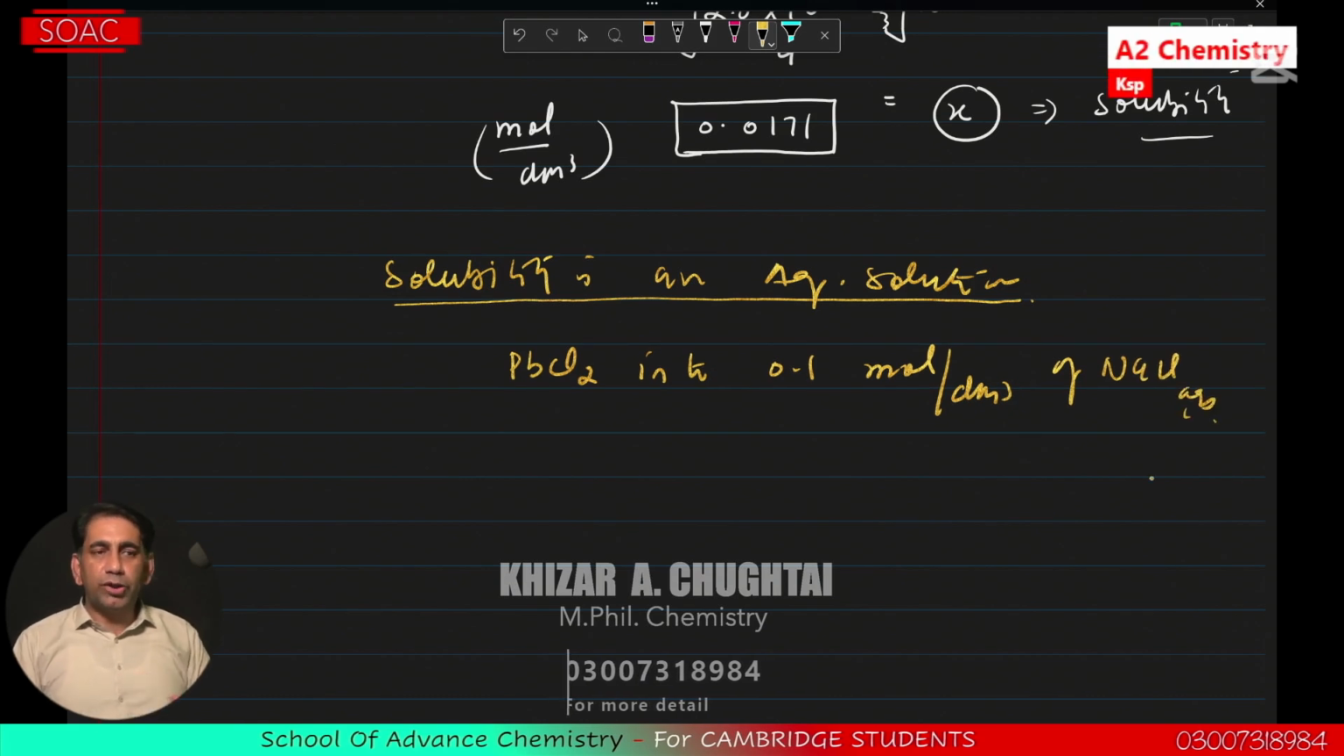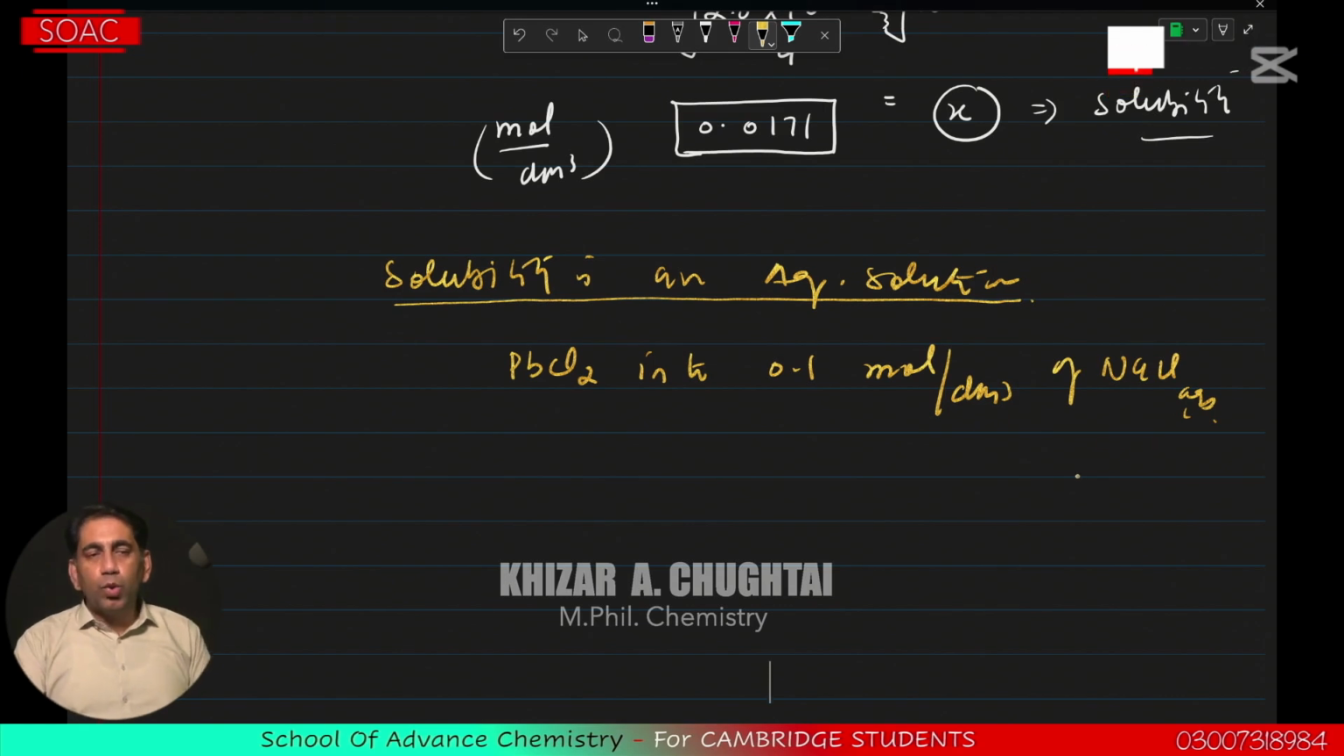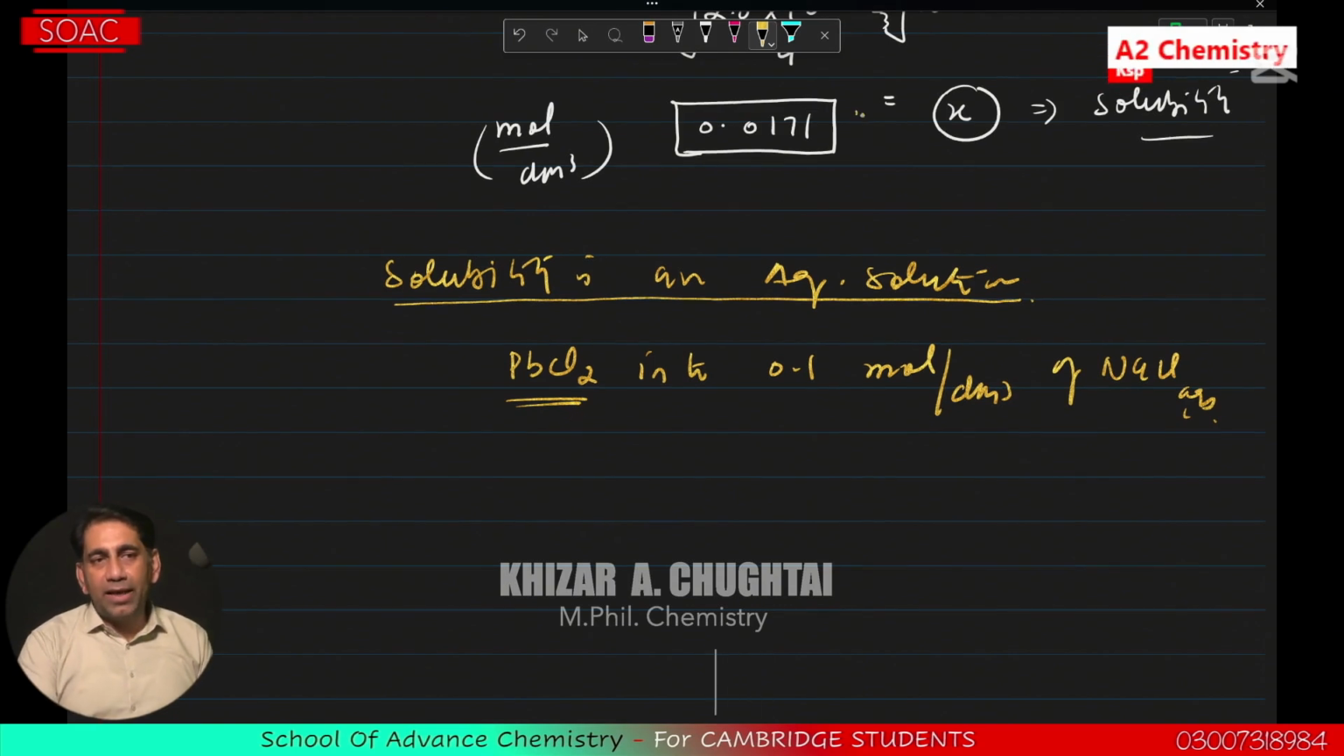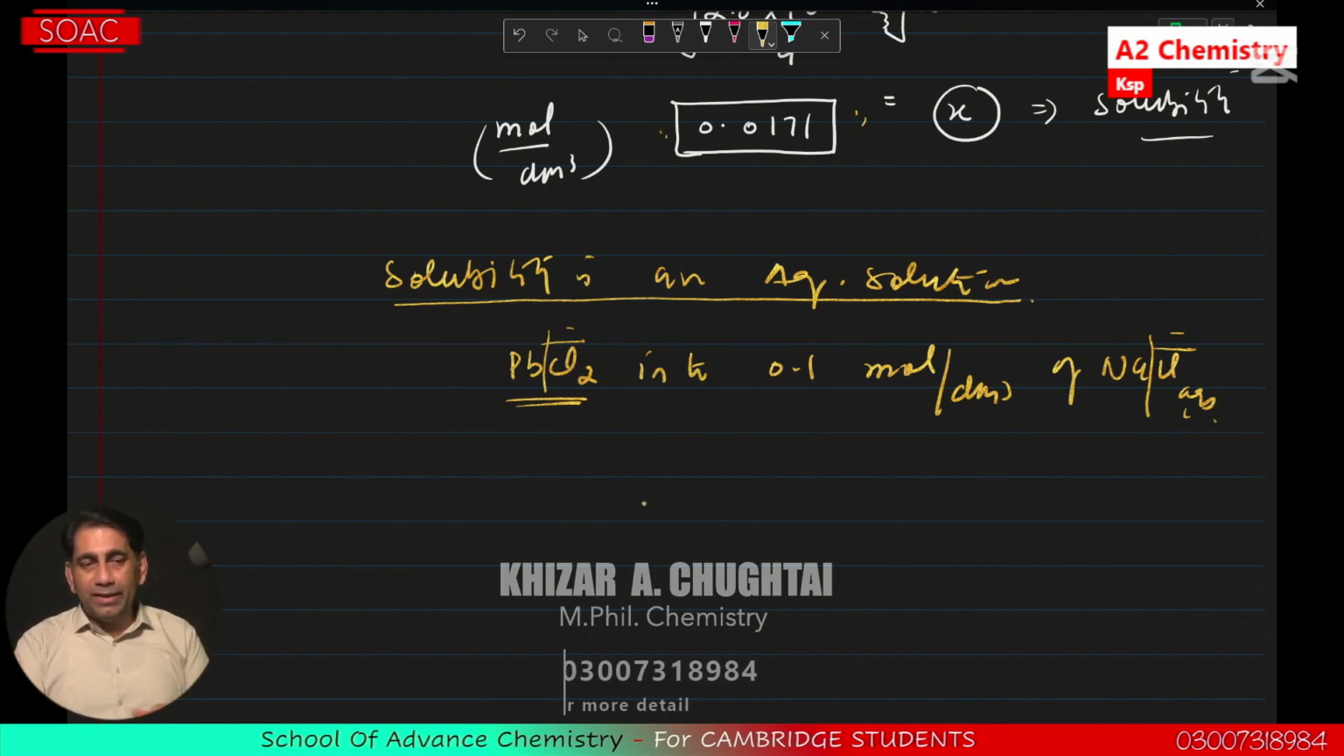This time I'm not going to dissolve PbCl2 into water. I'm going to dissolve PbCl2 into 0.1 mole per dm cube of NaCl. So what will be its solubility? Obviously, its solubility will be less than that of the previous one, because NaCl also has the same Cl negative ion that is present in PbCl2. These two common ions will repel each other, and there will be a common ion effect.